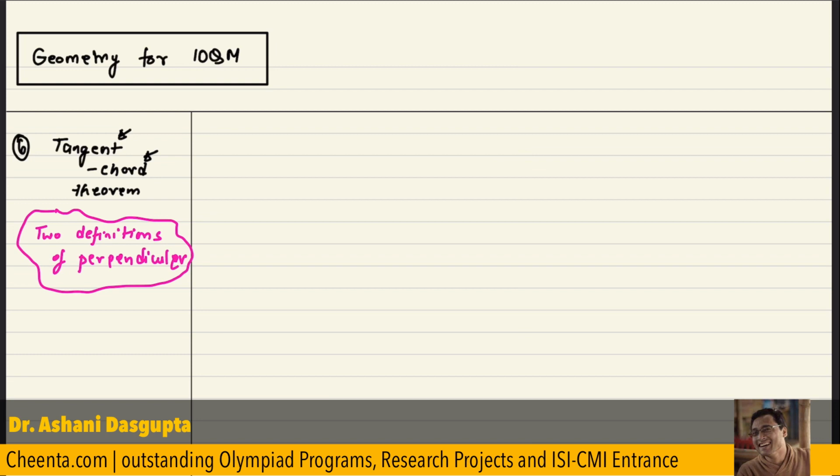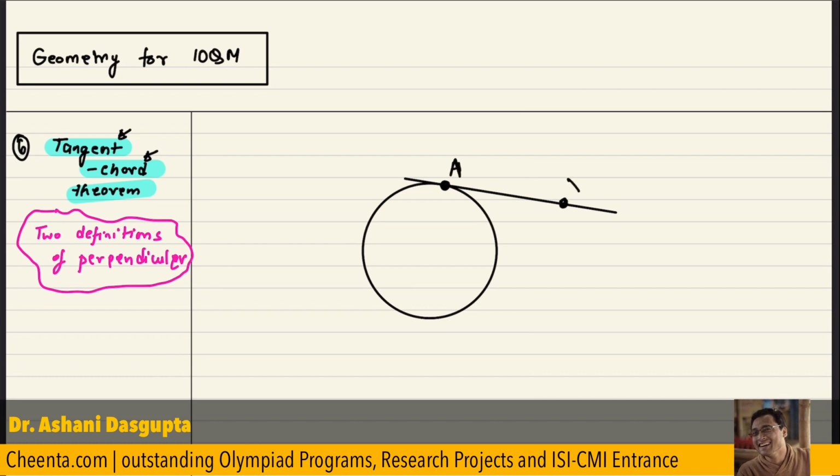The first one is about the tangent chord theorem. So let's start by drawing a circle. And let's draw a tangent to the circle at a point. I'll draw a little bit better, I guess. So this is the point of tangency, A. And let's suppose this point is X. Let's take any point X on the tangent.